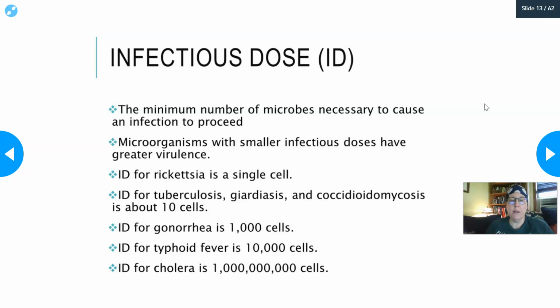The infectious dose for gonorrhea is 1,000 cells. The infectious dose for typhoid fever is 10,000 cells, and the one for cholera is 1,000,000. Which you think is a lot, but cholera is spread through contaminated drinking water, and so if you're drinking contaminated water, it's actually quite easy to get that many.